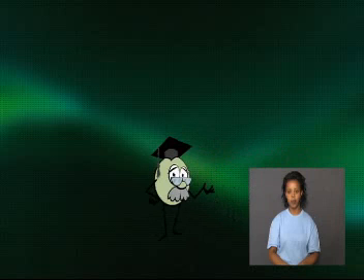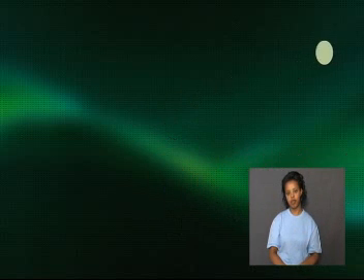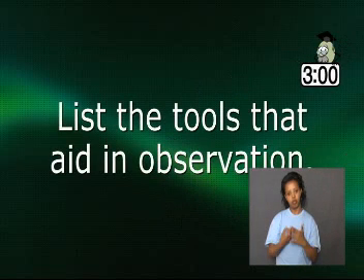For our final activity, students, list the tools that we talked about today that are used to aid observation. You may begin now. Students, let's get ready. Begin.